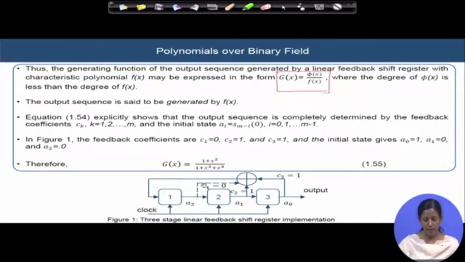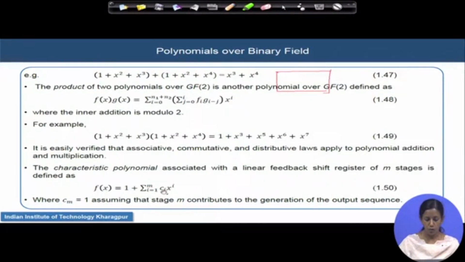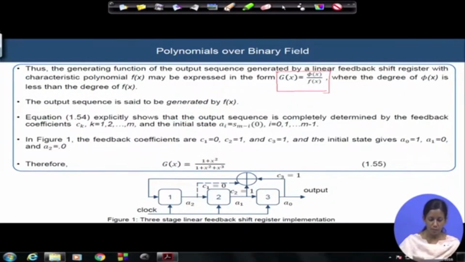We understand that if we follow the equation of f(x) given here, my value of C1 is equal to 0, so x to the power 1 is not existing. For the next, C2 and x squared, it will be a term, so C2 is equal to 1 and the term will be x squared, and C3 is also equal to 1, with x to the power 3. So I will end up with f(x) equal to 1 plus x squared plus x cubed, which is exactly coming in the denominator here.